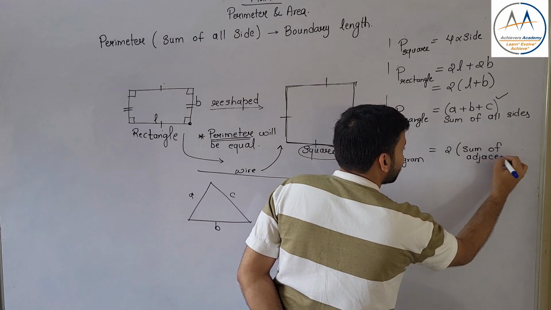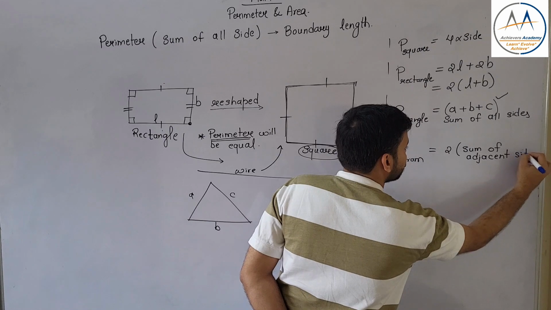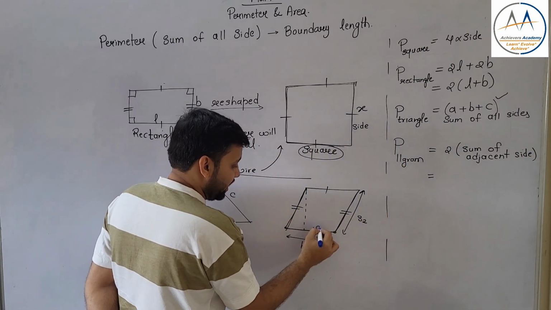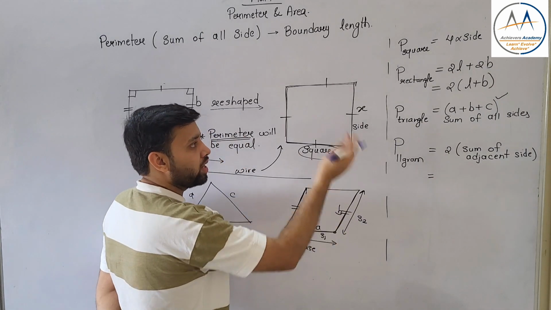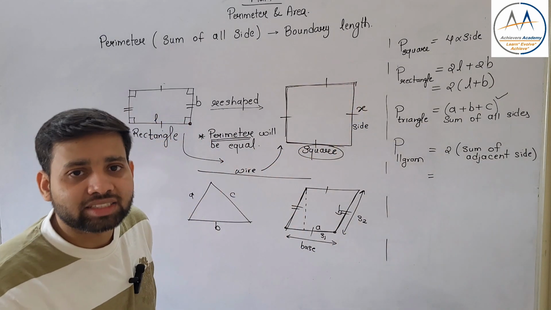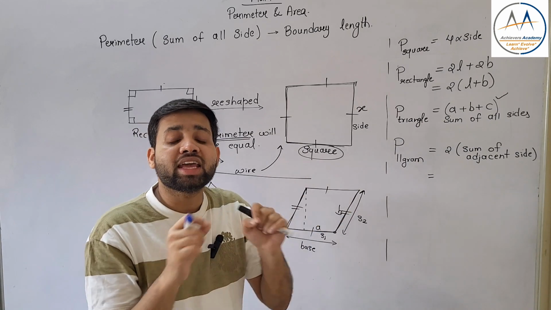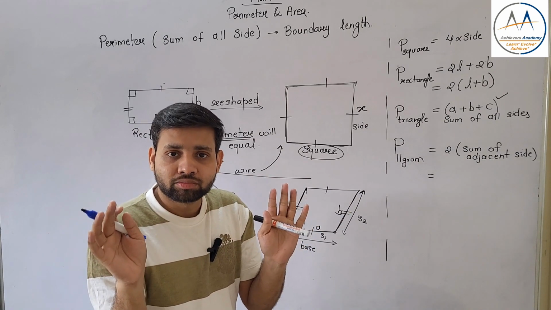Adjacent, you know the meaning, the sides next to each other. So 2 into (A plus B), where this is A and this is B. So 2(L plus B), similar to a rectangle, because there is no difference between a parallelogram or a rectangle in terms of perimeter.